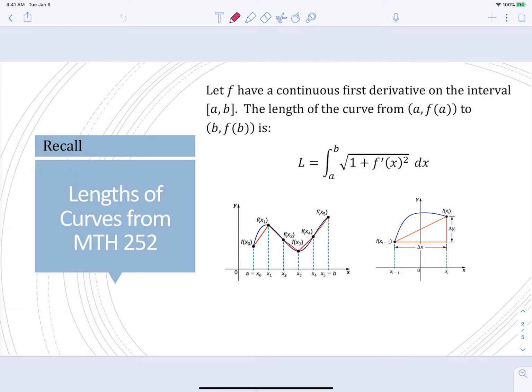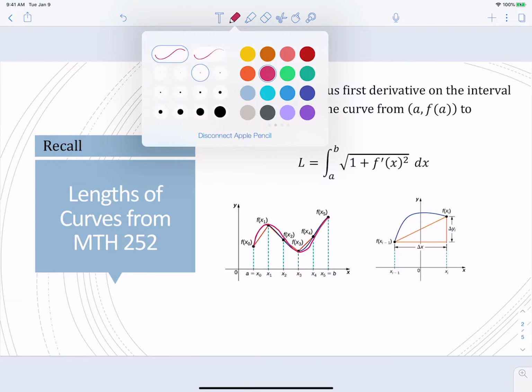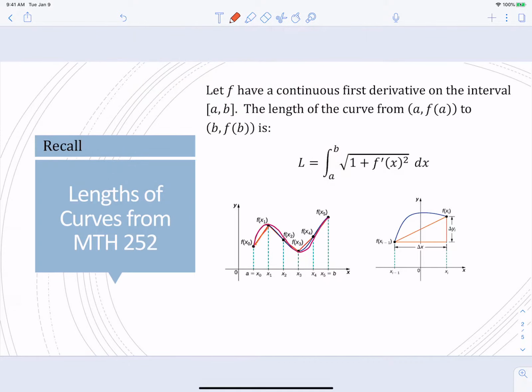You have a formula for an arc length, or the length of a curve, in 252 that we find by taking a curve like the one we have drawn here and chopping it up into little pieces, like we do with everything in 252, figuring out the lengths of those straight lines and then adding each of those up, and then that leads us to our integral.